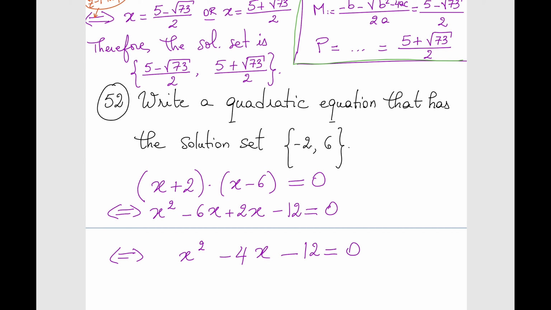Okay, let's abstract this context. How about if the question is, write a quadratic equation that has the solution set, instead of this, how about alpha and beta? Two numbers, okay? Don't worry about the names. Alpha and beta. All right, let's call the first one alpha and the second one beta.